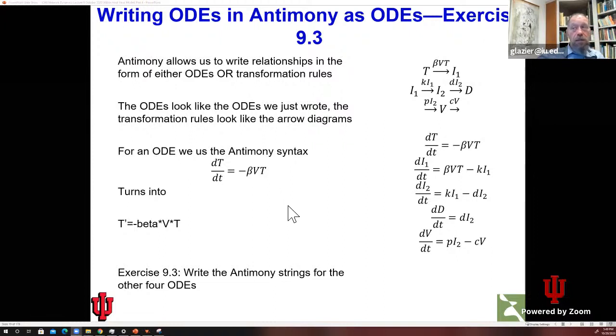So the next exercise is, and I said 4 ODEs, the other 4 ODEs, would be to write the Antimony strings for these 4, the I1, the I2, the D, and the V. So just following this notation, instead of T prime, you'd have I1 prime. So that should take about 30 seconds to do. If there's something confusing about it, then please let me know, and I'm happy to explain.